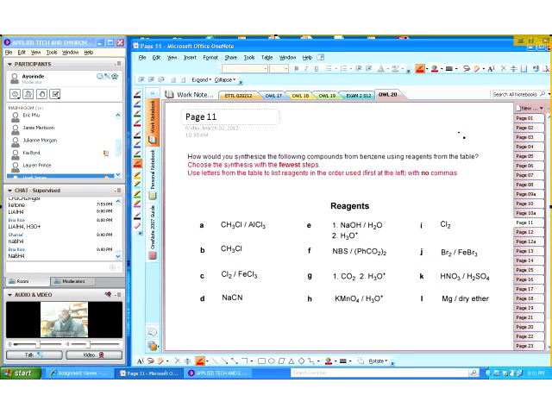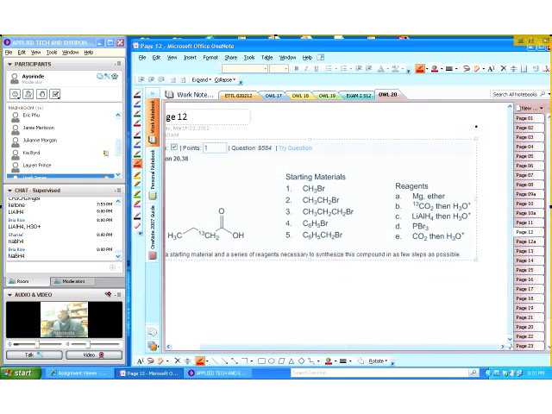Now what does this one say? How will you synthesize? Oh, I don't think I have this. I don't have this molecule here, so that's my error. So let's go to 12. This should be a good one.